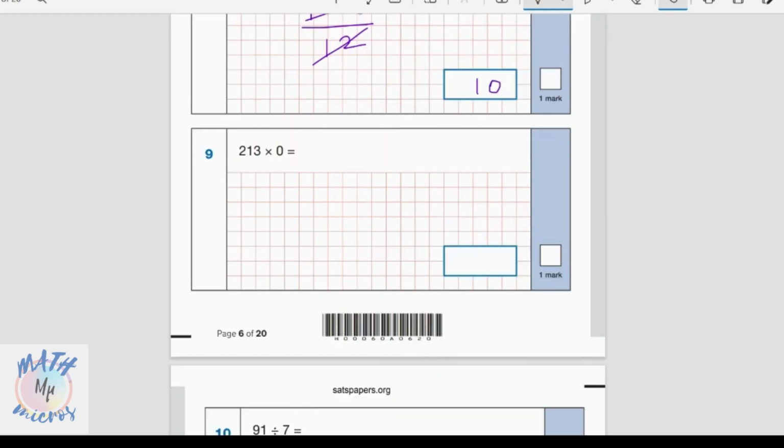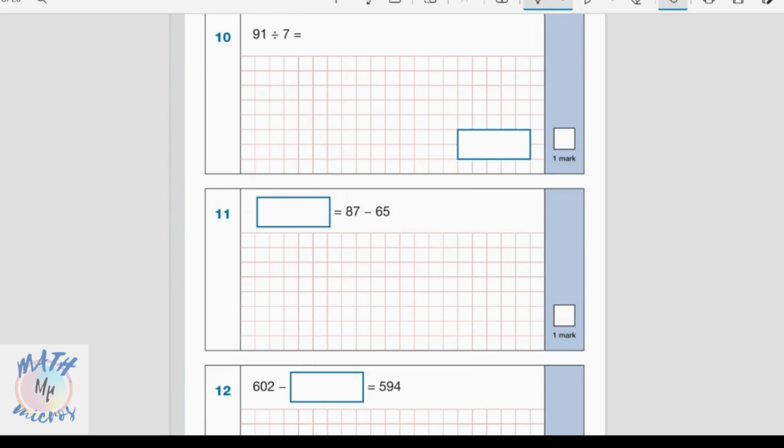Now let's move on to the 9th question. 213 times 0. So any number times 0 is always 0. So the answer is 0. Moving on to the 10th. 91 divided by 7. So I put 91 inside and I'm going to divide 91 by 7. So I take the 9. So 1 times 7 is 7. So balance is 2, 1. I bring the 1 down and it becomes 21. So 3 7s are 21. Alright. So I get the answer as 13.